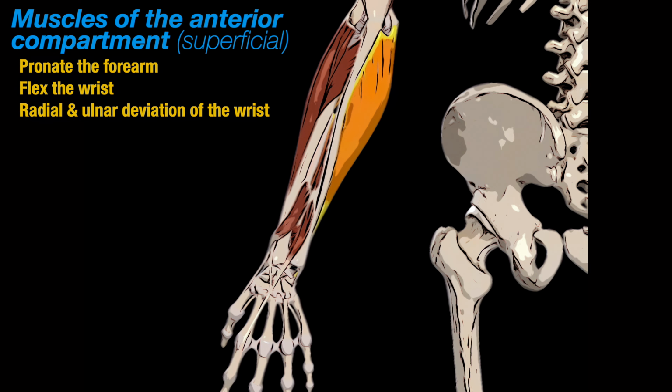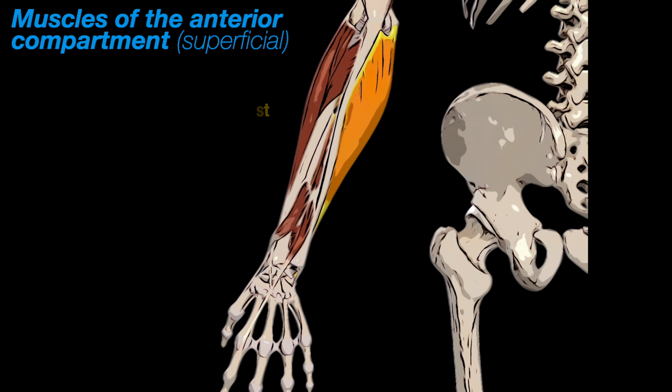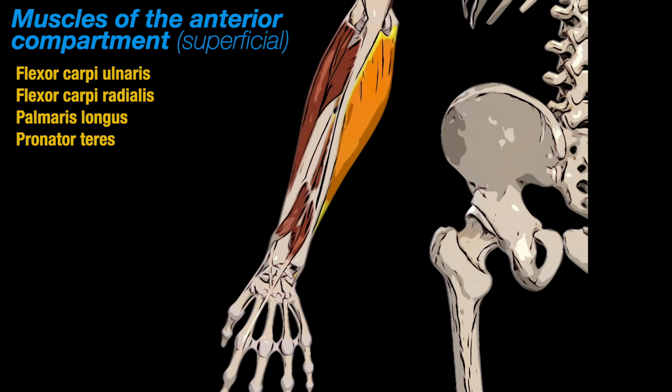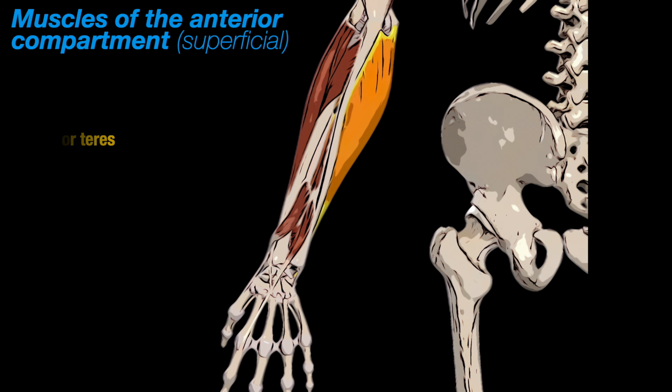The muscles of the superficial group mainly act to pronate the forearm at the radio-ulnar joints, to flex the wrist, and to control abduction and adduction, or radial and ulnar deviation at the wrist. The muscles of the superficial group consist of flexor carpi ulnaris, flexor carpi radialis, palmaris longus, and pronator teres.